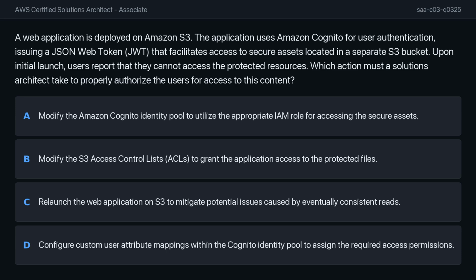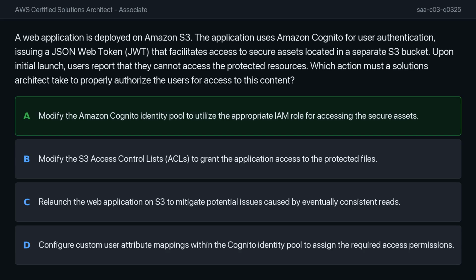The core concept here revolves around how authenticated users obtain the necessary authorization to interact with AWS resources. We are looking at a scenario where a user has been authenticated, but the system does not yet know what level of access they have to a specific storage bucket. Consider how a user identity, once verified, must be mapped to specific service-level permissions within the standard AWS identity and access framework.